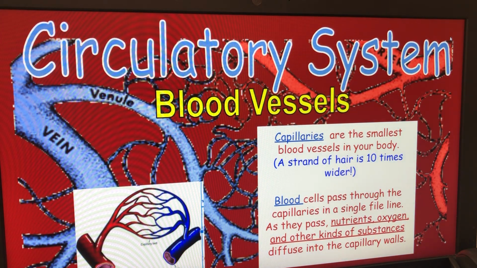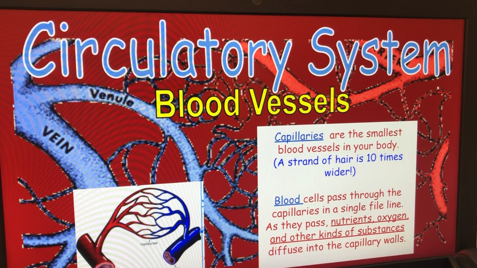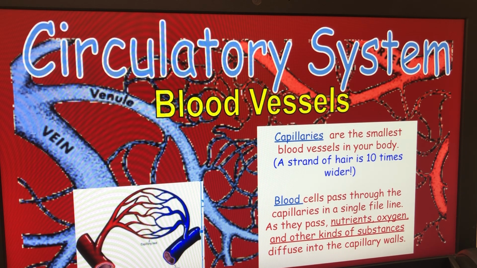Now, capillaries are the smallest blood vessels in your body. A strand of hair is 10 times wider, so you can really understand how small those capillaries really are. Blood cells pass through the capillaries in a single file line. And remember, for us to see blood cells, we have to look at them under the microscope. So this is really, really small, okay?